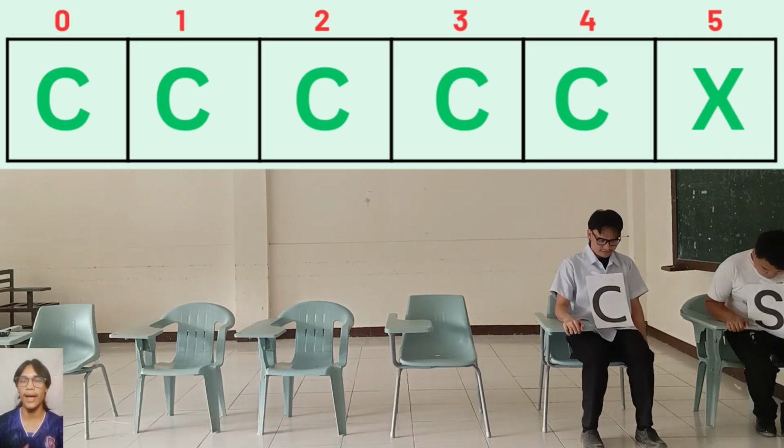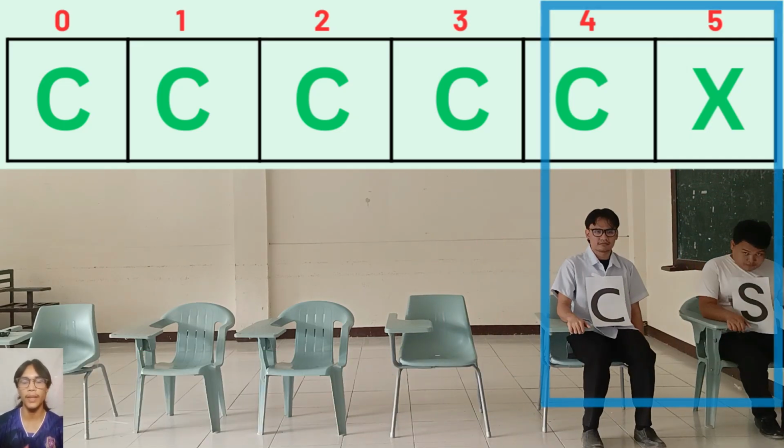For the fifth or last iteration, the alignment of the pattern with the text starts at index 4 of the text by placing the first letter of the pattern, which is C, at index 4 and placing S at index 5. Now, the C in the pattern matches index 4, which is also C. Then, let us move to the next position.